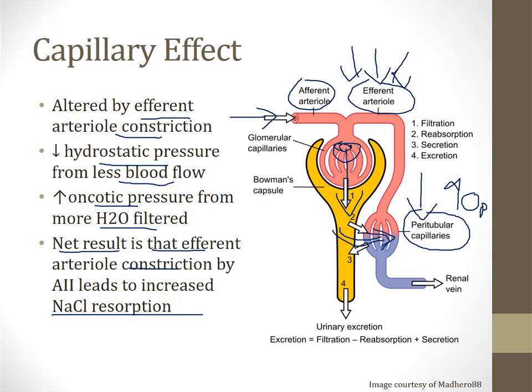And the net result is that the efferent arteriole constriction by A2 leads to more sodium and chloride resorption. So even though you are driving more fluid and more salt and water into the nephron, you are then reabsorbing more of it, so that the net effect of angiotensin II is the retention of sodium and water, which is what you want in a low blood pressure or low blood volume state.